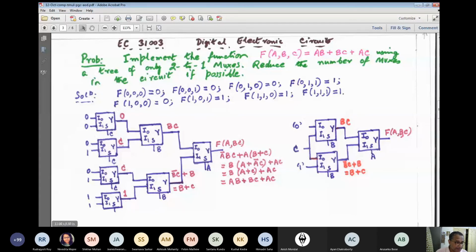Now, even if in place of C you have BC or A bar C, then also why put a full multiplexer? Just use an AND gate for BC. Yes, any doubt, any question, please?